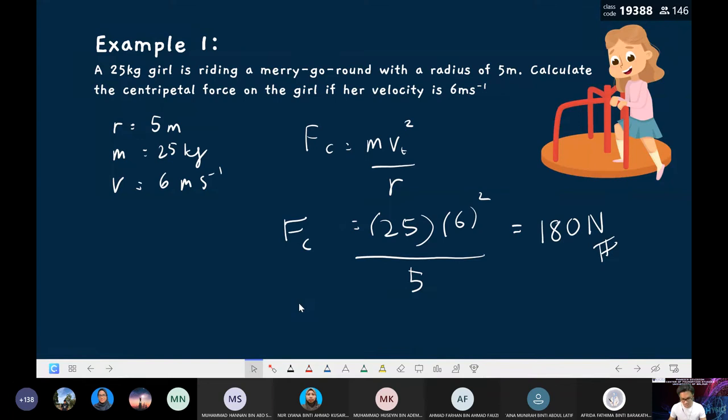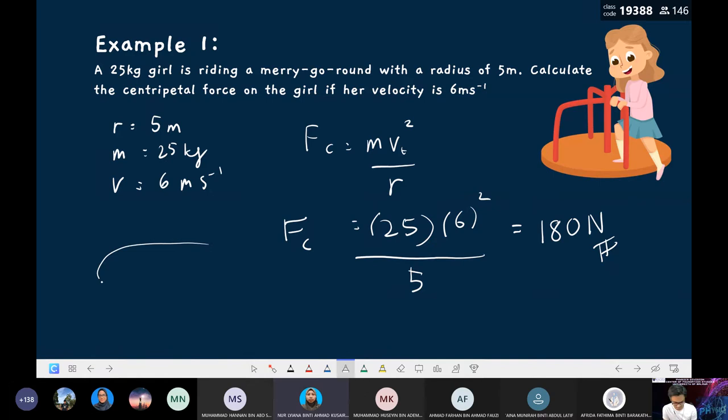Okay, sebelum tu saya nak tanya, apakah centripetal force dalam kes merry-go-round ni? What is the example of? Dia slow-slow, dia takut, dia nak cakap. Apa dia? Friction. Tak dengar, friction. Tak yakin. Friction. Okay, betul, friction. Yakin lah sikit jawab.